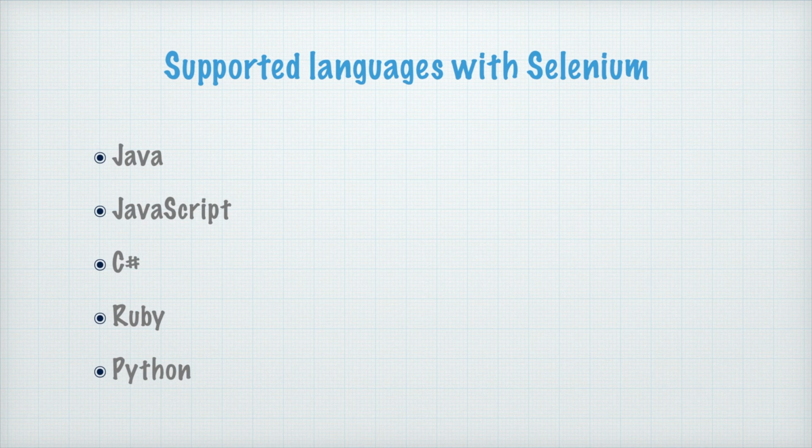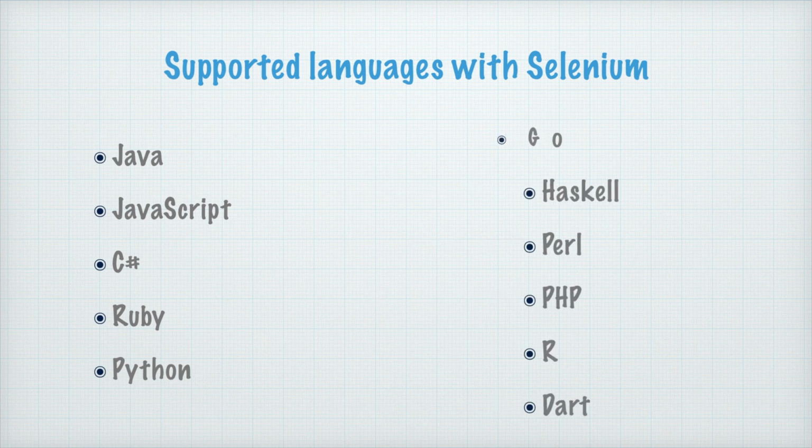It majorly supports the Java language, then JavaScript. It also supports C Sharp, which is Microsoft's programming language. Then it also supports Ruby. It also supports Python. These are the major languages, but besides those, Selenium also supports some other languages, like Go, Haskell, Perl, PHP, R, and Dart. Right now, these are the languages supported by Selenium.